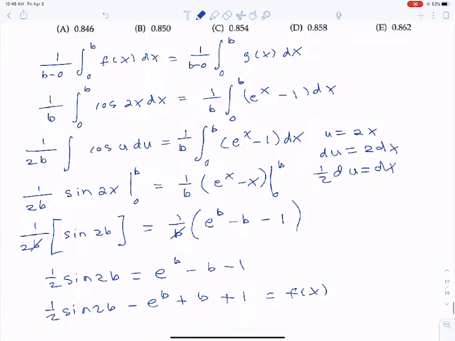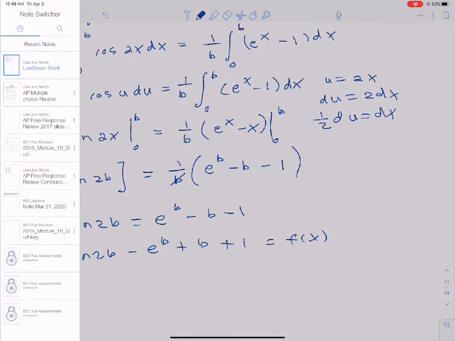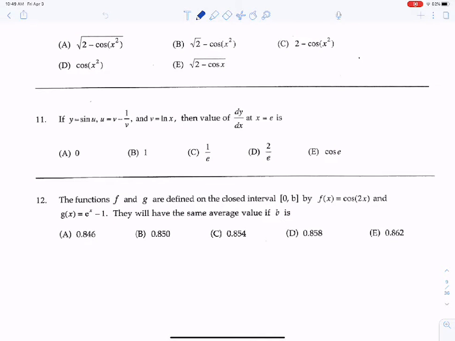Okay, let's look at number 11. Wait. Oh, okay. I'm like, didn't we just do this one? But we did one very, very close to this. This is actually very similar to the one that I did before.